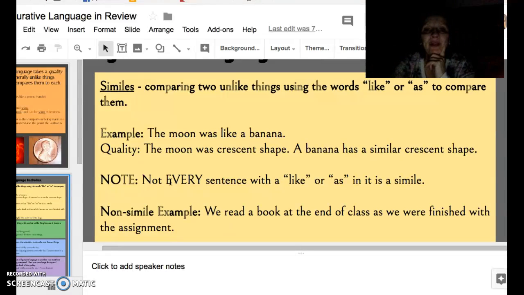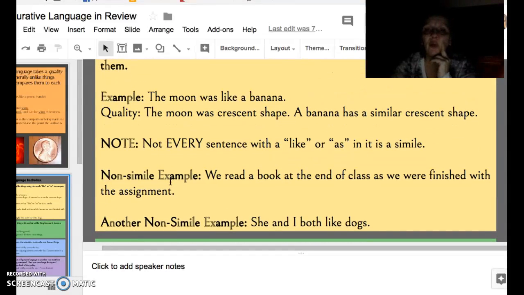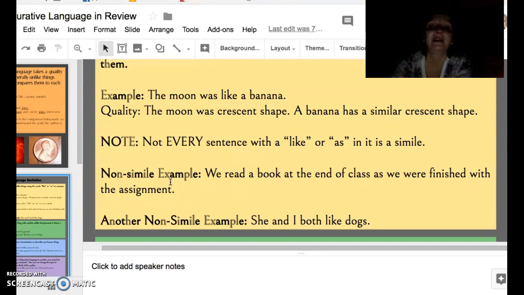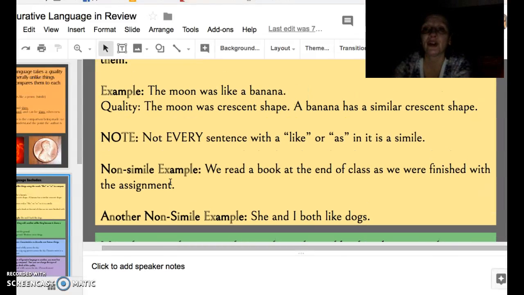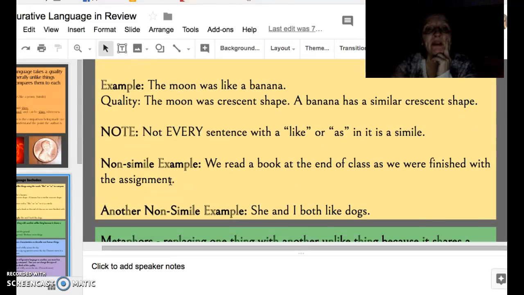And an important note, not every sentence with a like or an as in it is a simile. For example, here is a non-simile example. We read a book at the end of class as we were finished with the assignment. No, not a simile. There's nothing being compared. Another non-simile example. She and I both like dogs. Just because the word like is in there does not mean that it is a simile. You have to make sure that it is comparing two unlike things, saying the one thing is like the other. Just having like and as in there, that's not enough. We have to make sure it's a comparison.